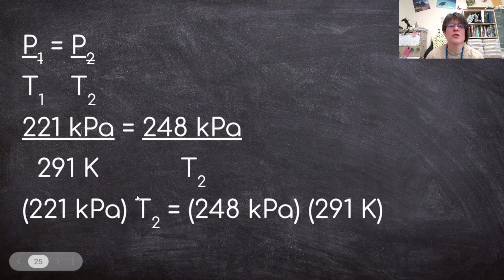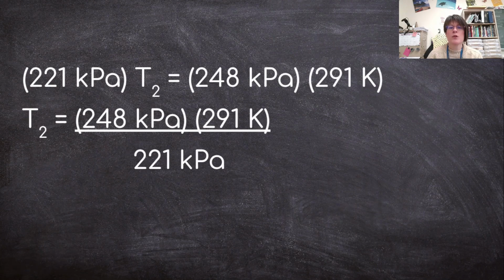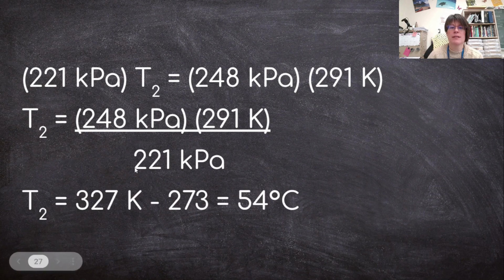I still have to get T2 by itself, so I then divide by 221 kilopascals on both sides. So when I rearrange my equation, I get 248 kilopascals times 291 Kelvin divided by 221 kilopascals. I cancel out the kilopascals and I am left with the unit of Kelvin. So that's good because I am solving for temperature. And so when I do the math, I end up with 327 Kelvin, from which I must subtract 273 and get 54 degrees Celsius. So I can see that, in fact, the temperature of the air in the tires did go up.